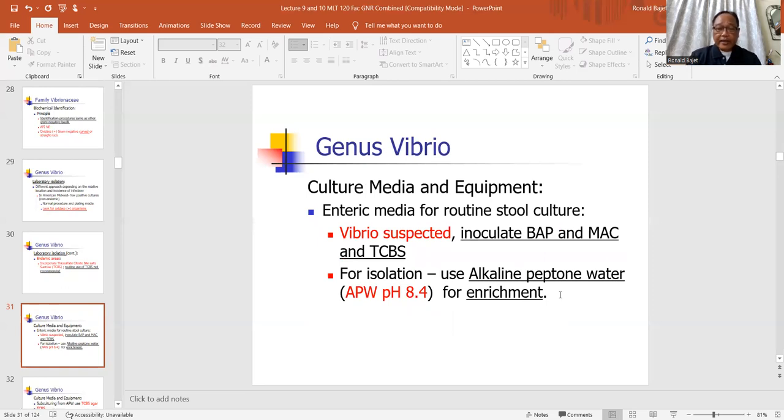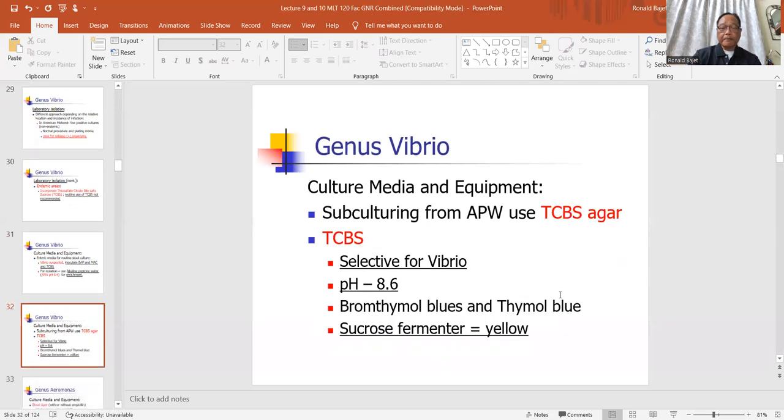If Vibrio cholera is suspected, then what you'll plate it to is inoculate blood, inoculate MacConkey, and then also your TCBS. For isolation, another enhancement technique is to use what's called alkaline peptone water, APW, which is pH 8.4. You use this for enrichment. Vibrio likes that alkaline media. And then once you get it growing, then you subculture from the APW and make sure you use TCBS. This is for when you're highly suspicious that you have a Vibrio cholera isolate.